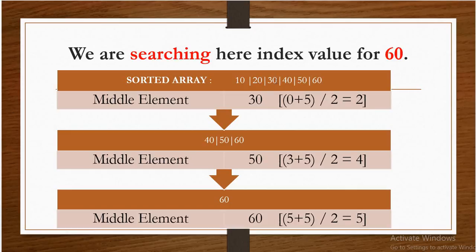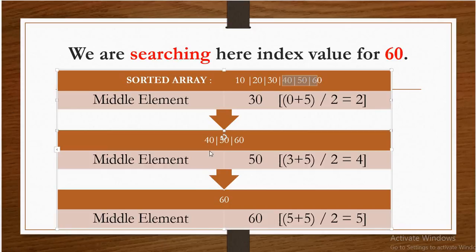So we can easily understand we need not check up to 30, we will start from 40 to 60. Now we need to search only in these elements 40, 50, 60. Now we will again compute the middle element by using its index. 40's index is 3, and 60's is 5. Then we will again divide by 2 and we get 4.